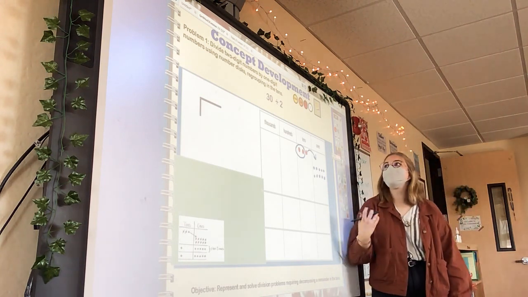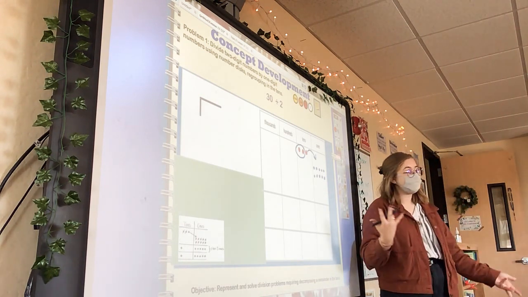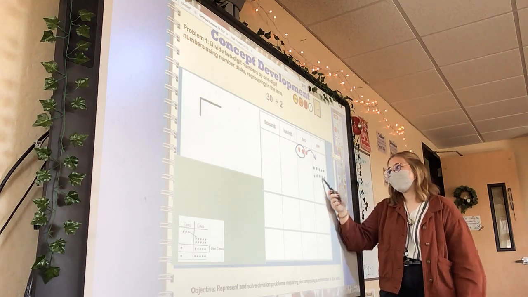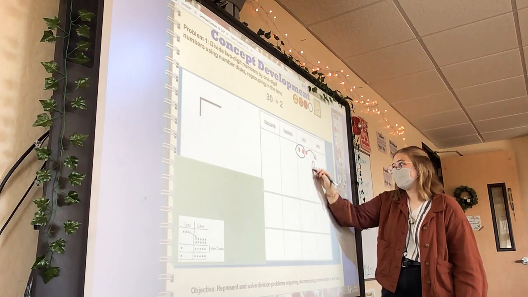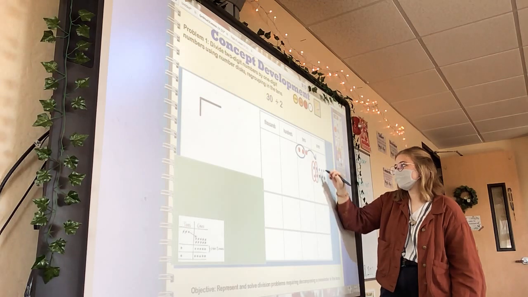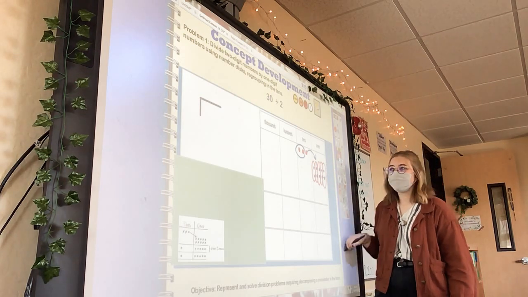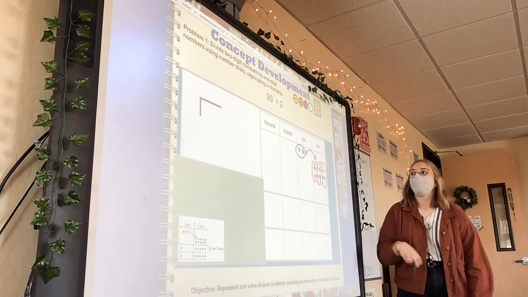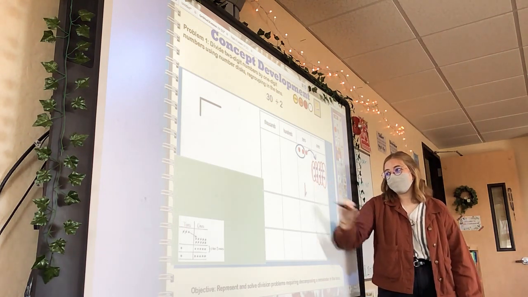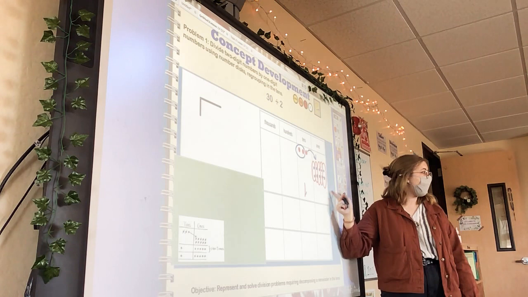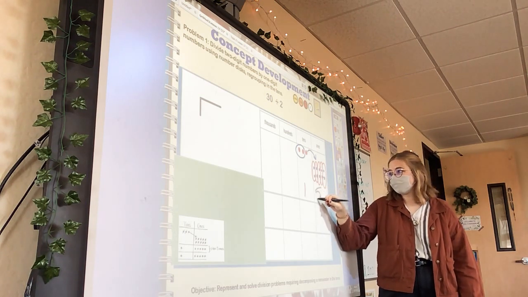Beautiful. And then I still circle groups of 2 because I'm still dividing by 2. So now I have 10 in my ones place. So I have 1 group of 2, 2 groups of 2, 3 groups of 2, 4 groups of 2, 5 groups of 2. Okay. So I have 1 group of 2 here. And how many groups of 2 do I have here? 5. Makes way more sense.